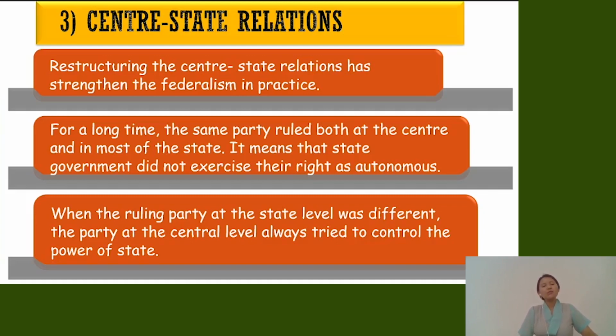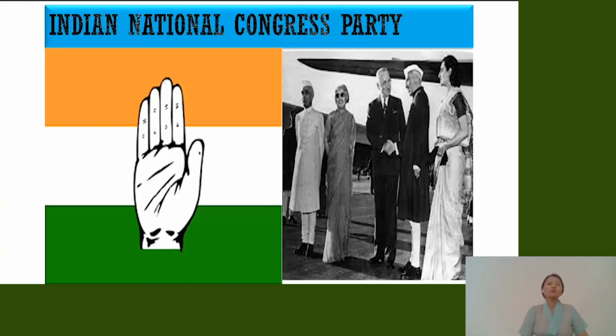So the state governments always followed the central government, because the central government and the state governments were run by the same party, and that party is the Indian National Congress. So the Indian National Congress became very important, as this is the party that ruled India for a long period of many years.